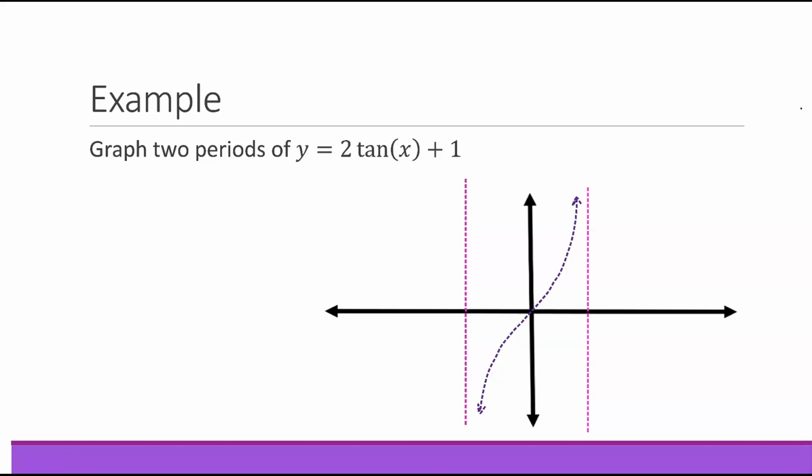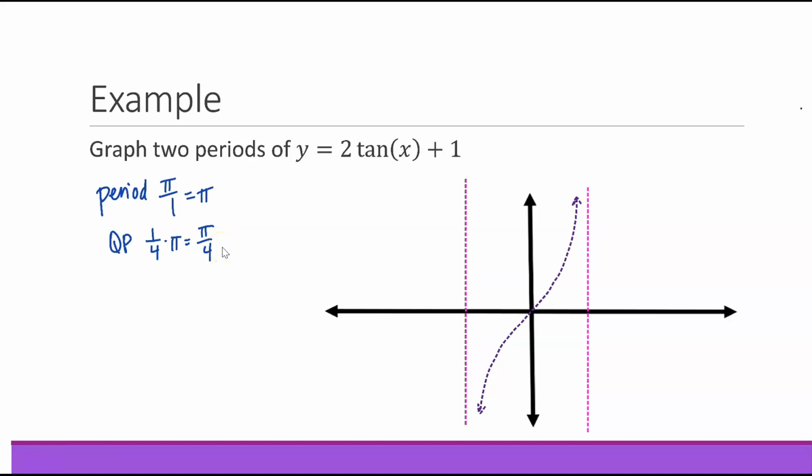Let's start by talking about the period, since that is a different formula. The period is pi over b. The value of b is the number in front of x, and that's just 1. So the period is just pi. And we still want to think about the idea of quarter periods here. One fourth of pi is just pi over 4. So the tick marks are going to be labeled pi over 4 units apart.